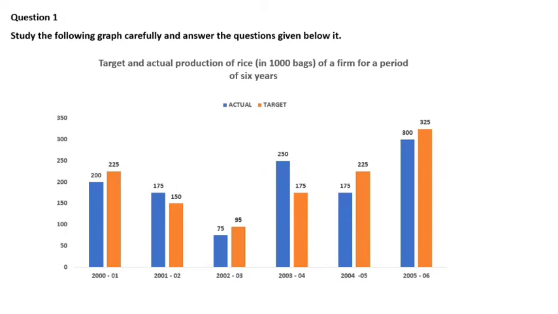So here is our first question. Study the following graph carefully and answer the questions given below it. Target and actual production of rice in 1000 bags in a firm for a period of 6 years. Here you can see the graph, students. The blue columns indicate the actual production, and the orange indicates the target of the production. It is given from 2000-2001 to 2005-2006, for 6 continuous years. Based on this graph, we have some questions to solve, and let us see how to solve this type of questions.